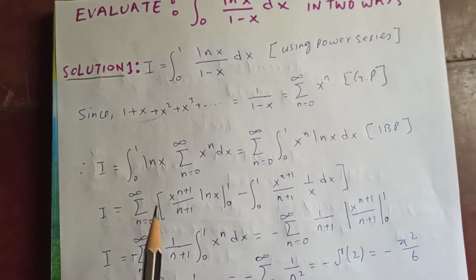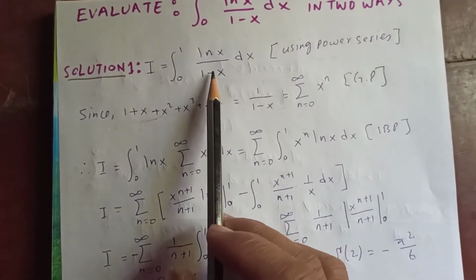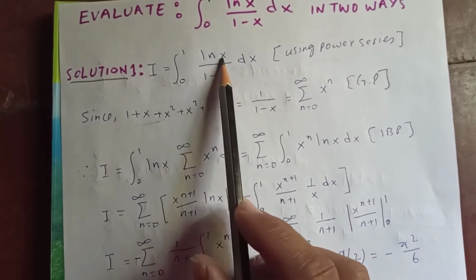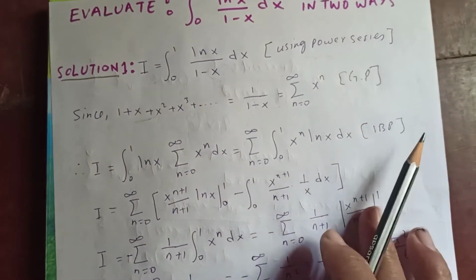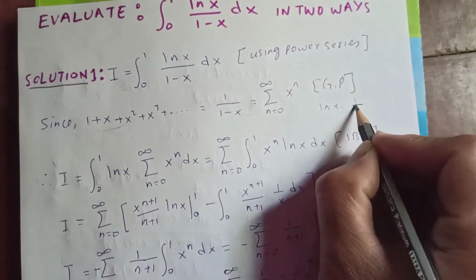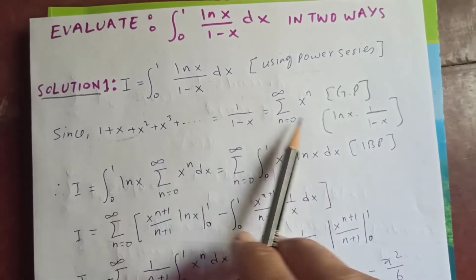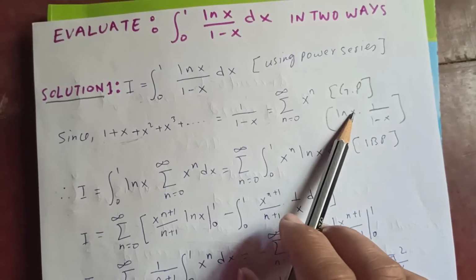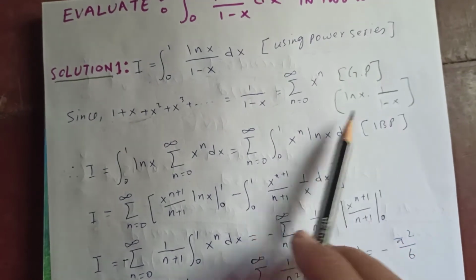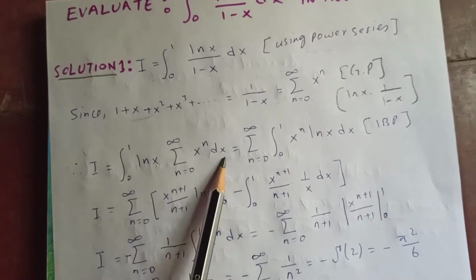Now our I is equal to the integral from 0 to 1 of ln x into 1 over 1 minus x. So I can rewrite the integral I as ln x into 1 over 1 minus x, and 1 over 1 minus x is this sum. So substitute here: the sum from n equals 0 to infinity of x to the n dx.